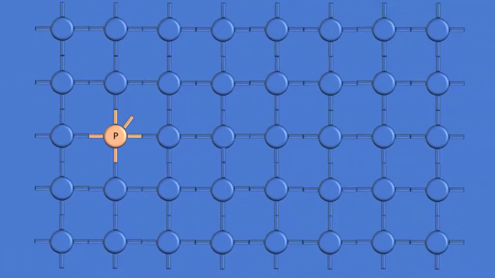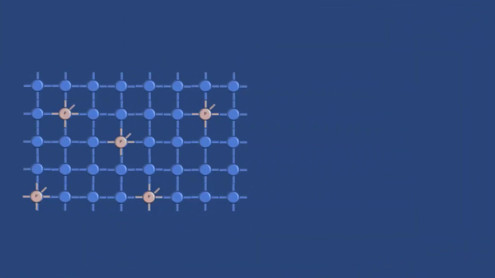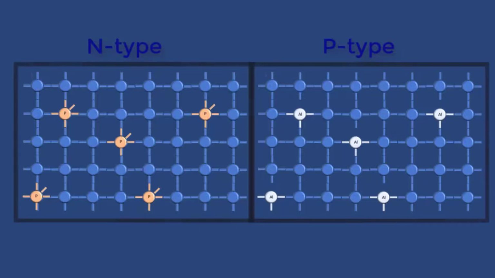Adding phosphorus to the silicon substrate produces a free electron. This makes the substrate conductive and the electron can move under the influence of a charge. The 2 types of material are called N-type and P-type, with the N-type carrying an extra electron.